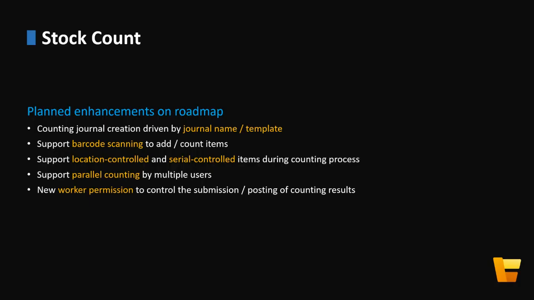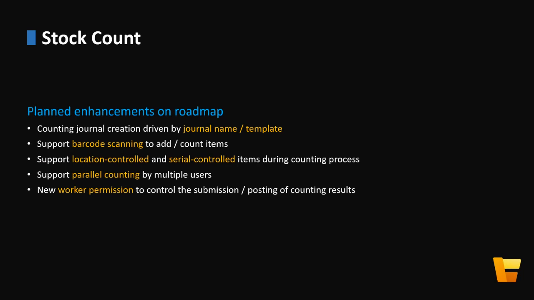So as you just saw in the demo, the current stock count operation in point of sale provides limited functionalities. Taking this opportunity, I would also like to let you know that on our roadmap, we do plan to introduce a number of functional and experience enhancements to the stock counting operation. The first, like the inventory adjustment and movement operations, we want to provide the ability to choose a predefined counting journal name or template to drive the counting request creation from point of sale.